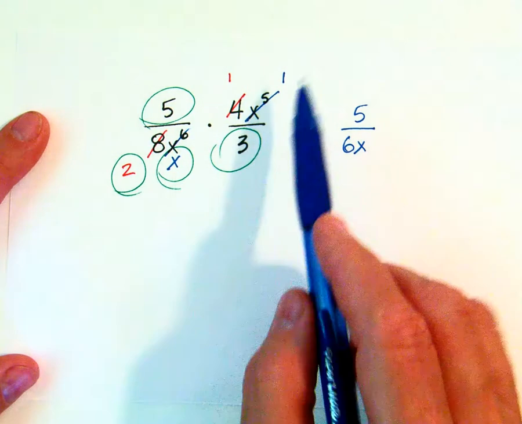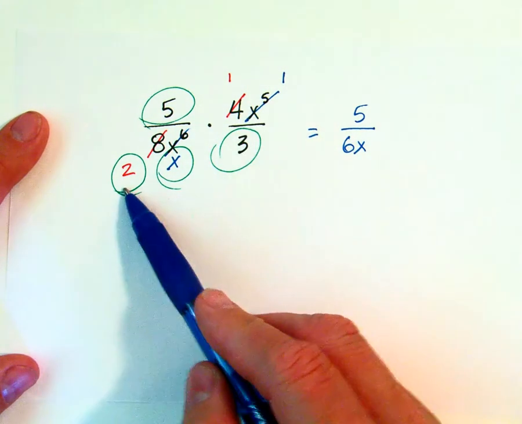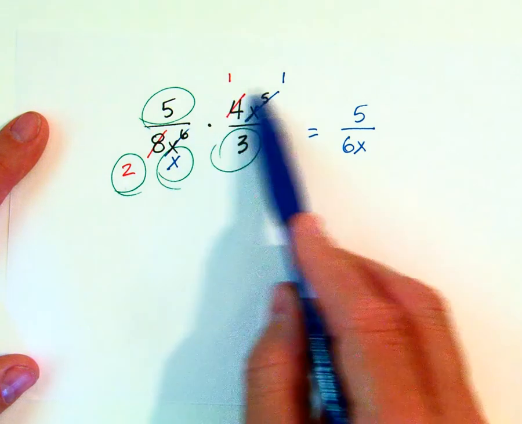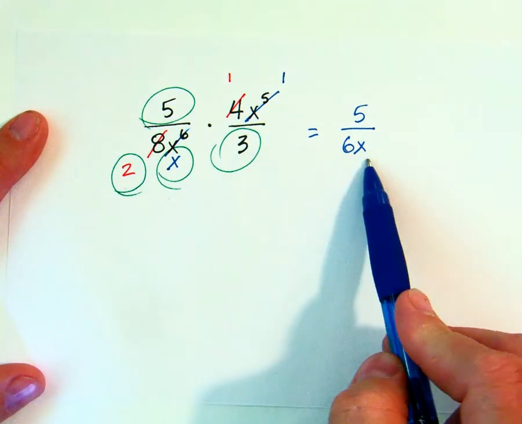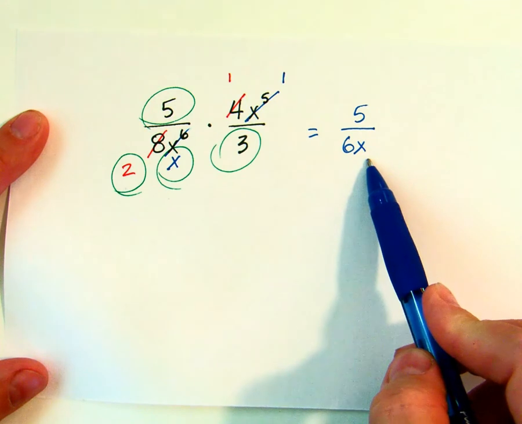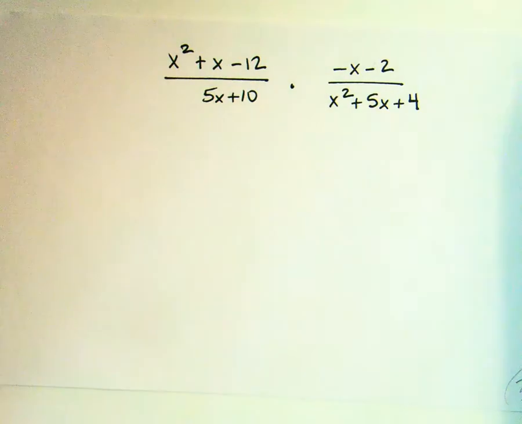So what's left, I've canceled the x's, the 4 and the 8, and I see what's left. 5 times 1 times 1 is 5. 2 times x times 3 is what's left for the denominator. Okay. Now, one step more complicated. Let's look at this one.